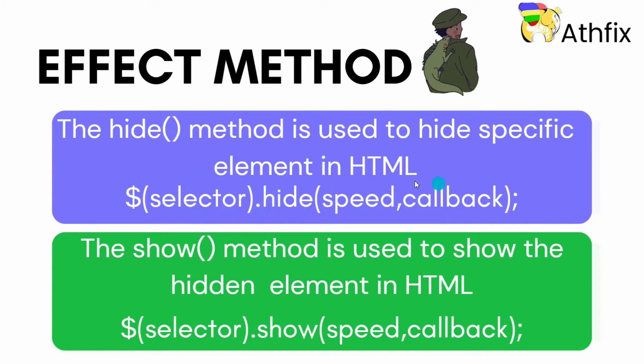If you don't use either of them, the speed or callback, it is still going to hide, but it doesn't have any transition. It just hides it. When you use the speed, 3000 milliseconds equals 3 seconds, 1000 milliseconds equals 1 second. When you use seconds, it is going to hide those things slowly. If you mention 1 second, it is going to hide them slowly within that 1 second.